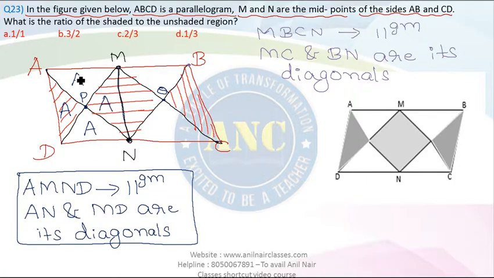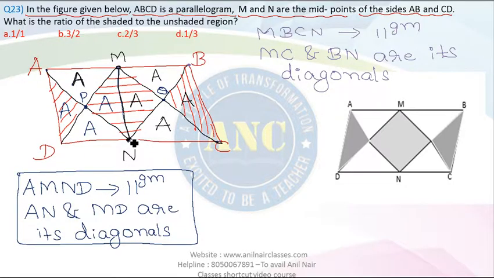That means if this particular area is A, MQB area will also be A, MQN also will be A, QNC will also be A, QCB will also be A. That means the two diagonals of this parallelogram are dividing that particular parallelogram into 4 equal areas, and because M and N are midpoints, whatever area you have on the left side of the parallelogram, the right hand side parallelogram should also have the same area.